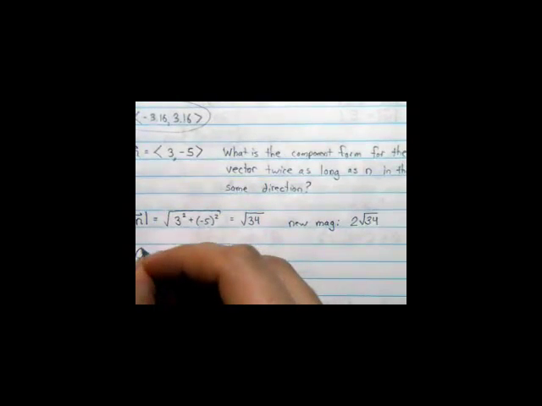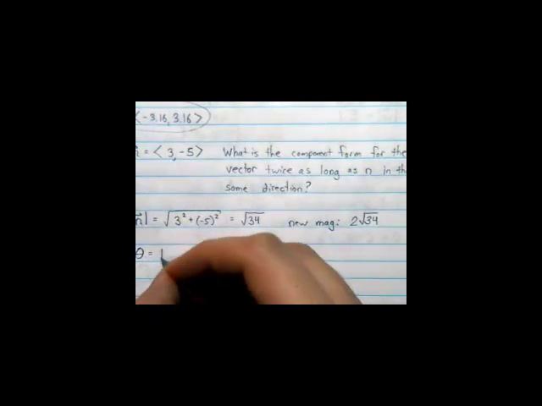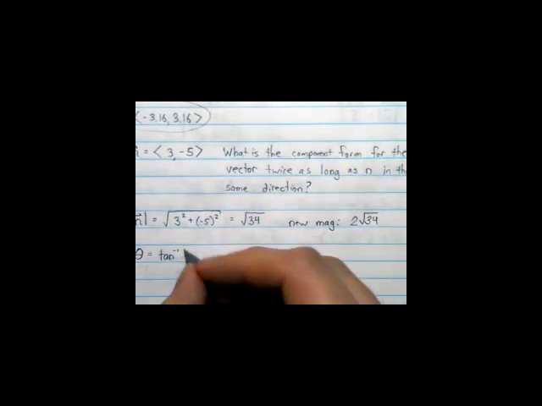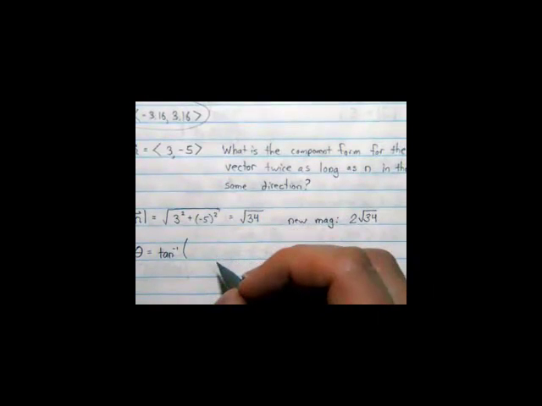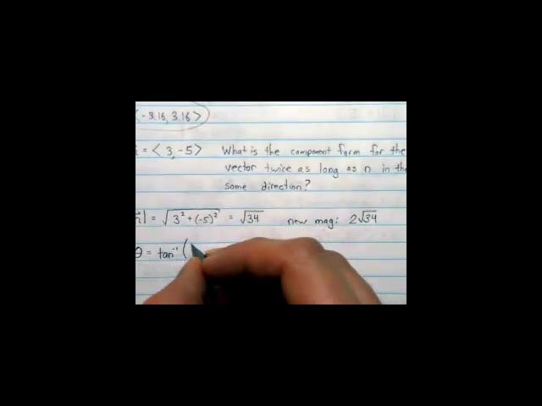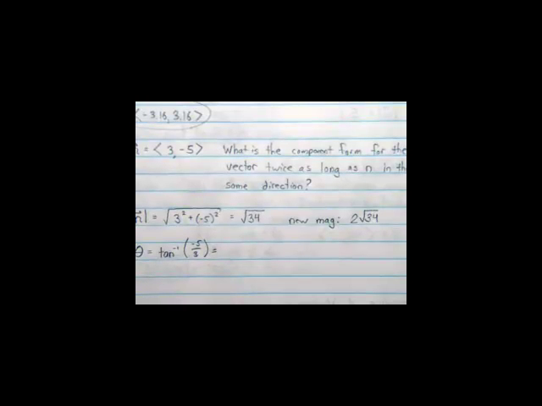Okay. I want to have it in the same direction. So I got to figure out the direction of this one. Y over x, -5 over 3. Okay. So the inverse tangent of -5 over 3. My calculator's telling me -59 degrees. Now, negative? Yeah. That's fourth quadrant. We're good.